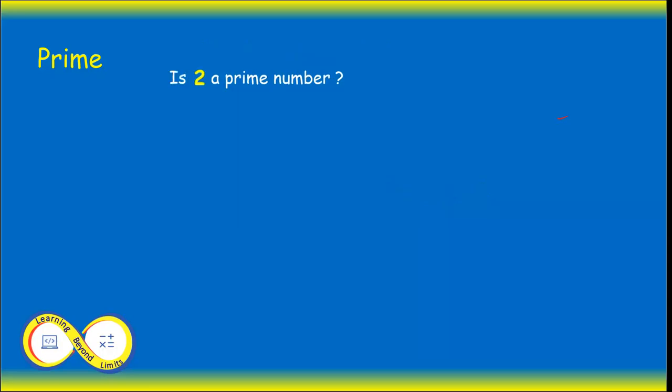Let's say we have this question, is 2 a prime number? Well, we need to figure out if 2 has only two factors, one and itself. If it does, then it's a prime number. So let's use these two teddy bears to help us to determine this. How can we group these teddy bears? How many different ways can we group them?